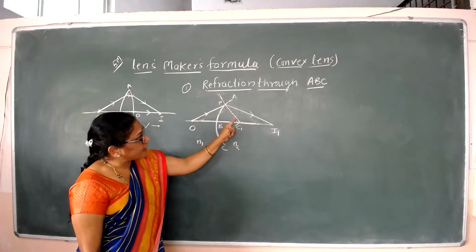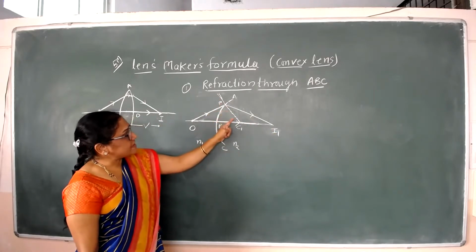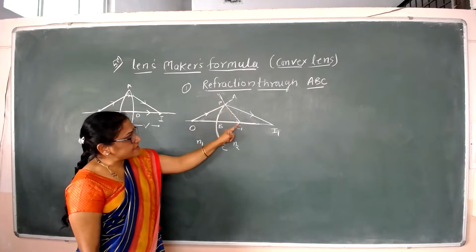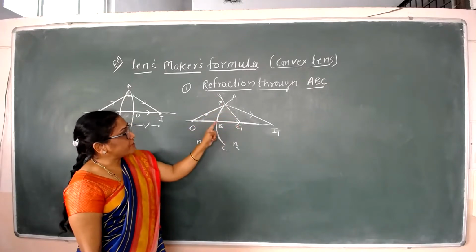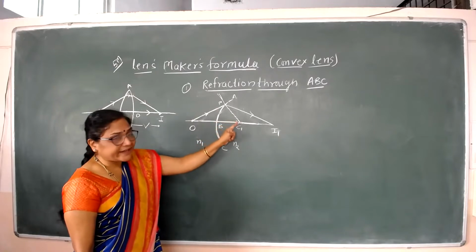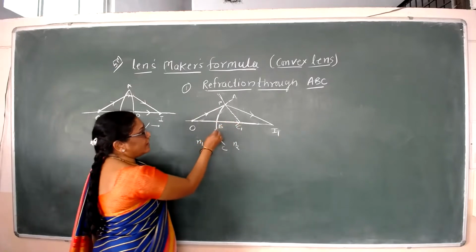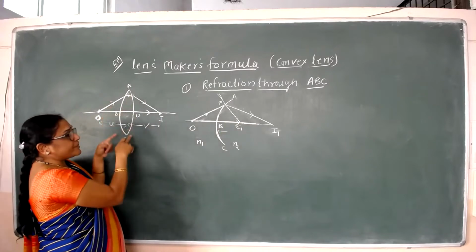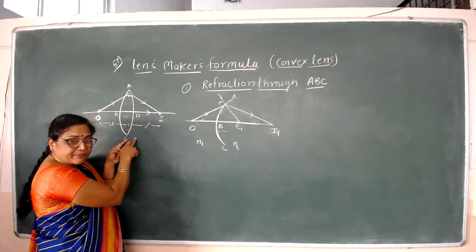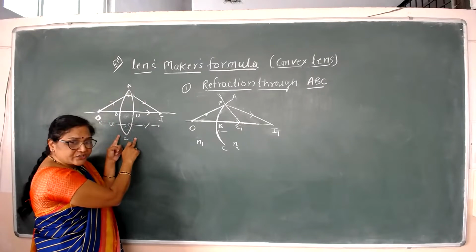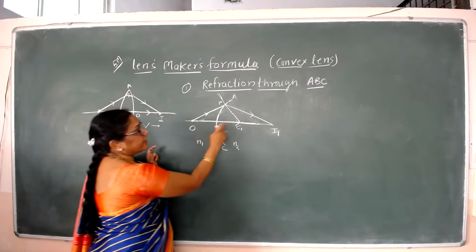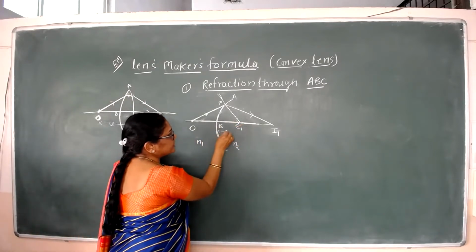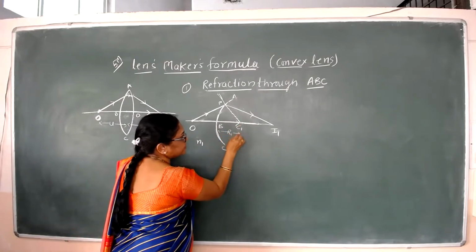And draw a normal line which passes from the center of curvature. This distance is known as the radius of curvature, that is R. So there are two spherical surfaces, which means there are two principal focus as well as two radii of curvature. So here, if we consider this center of curvature, this distance is the radius of curvature for the first part.